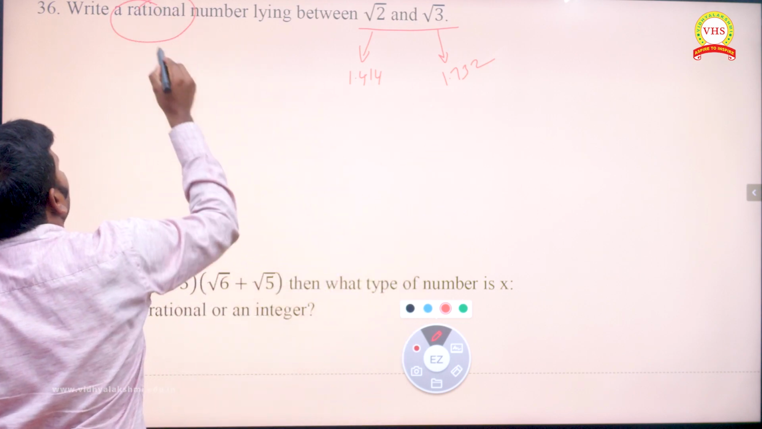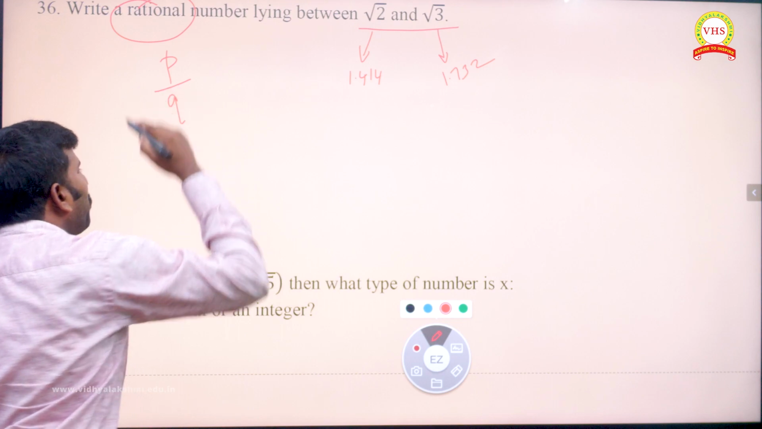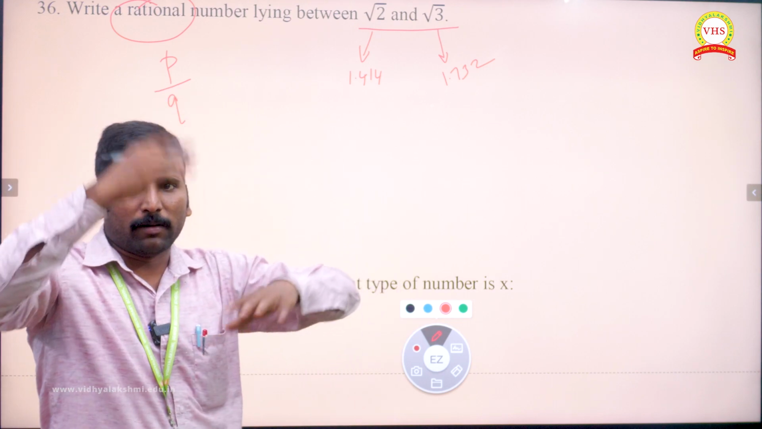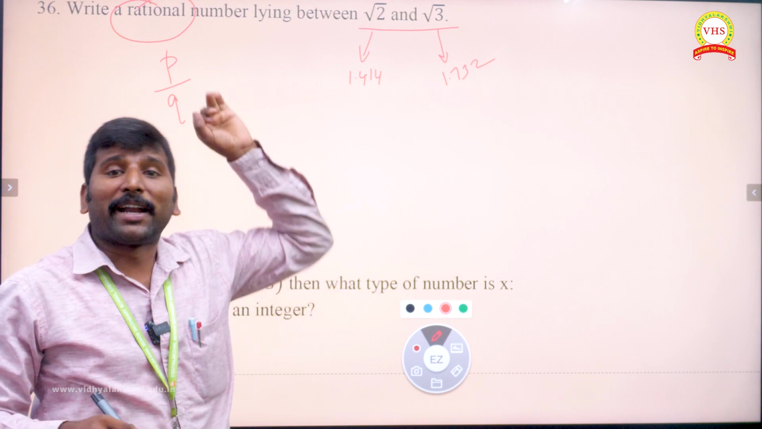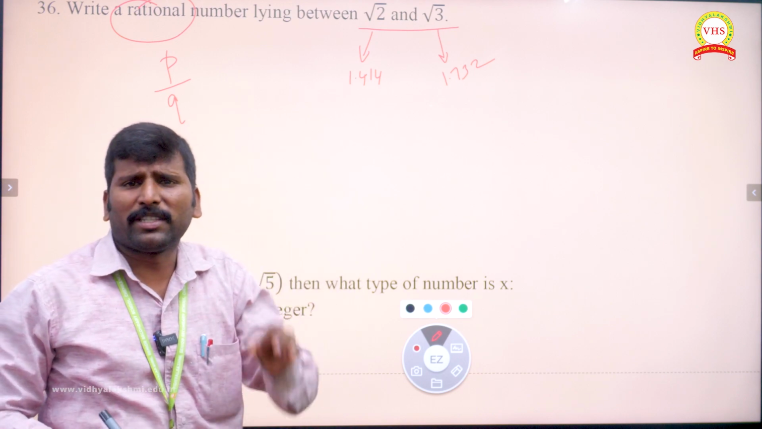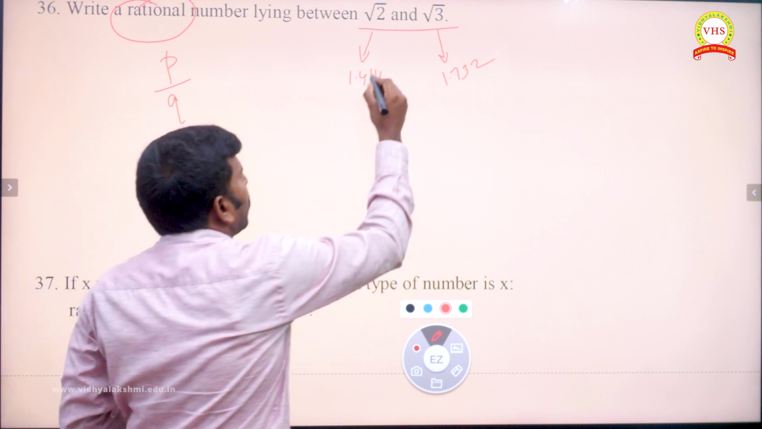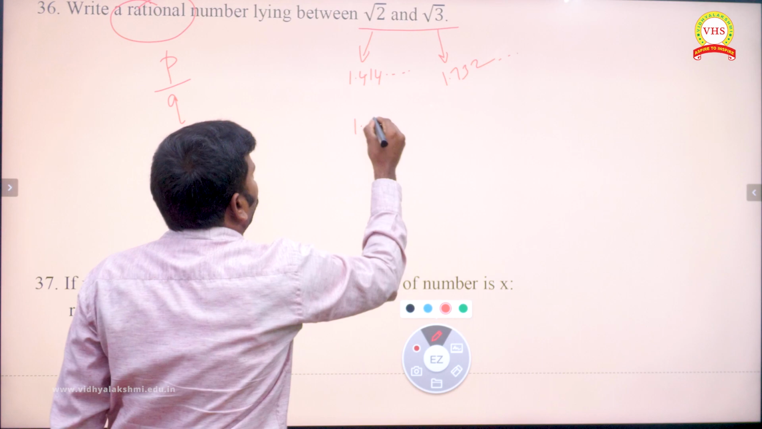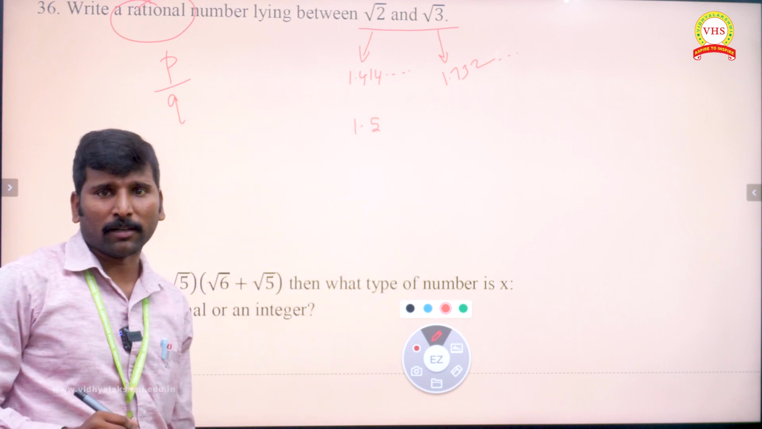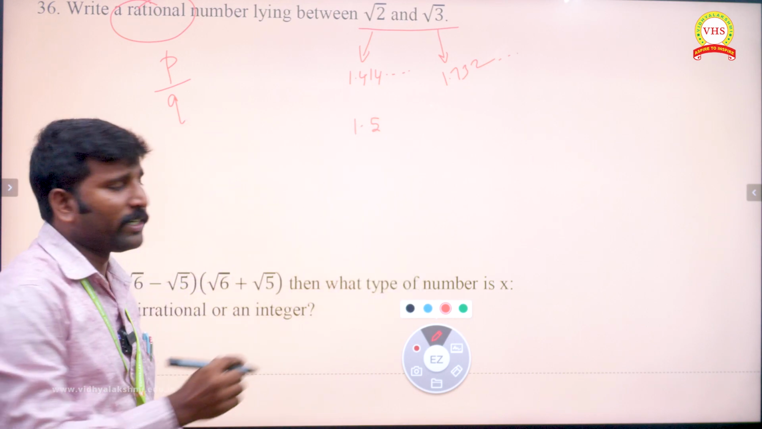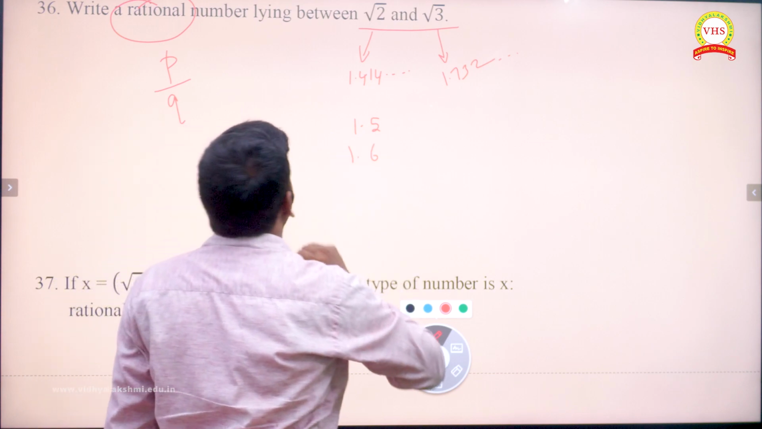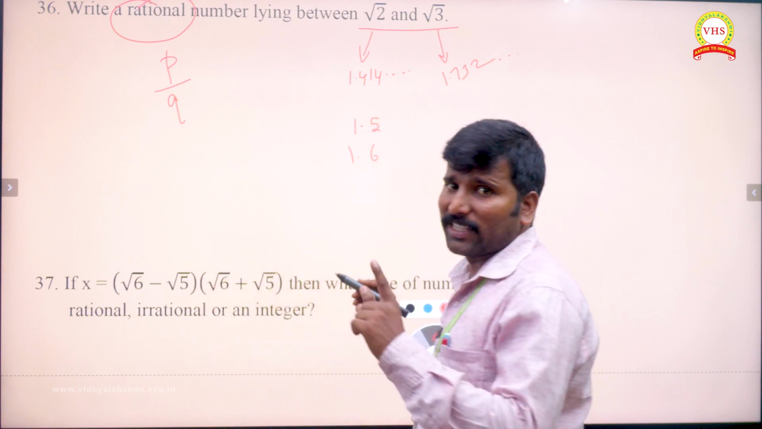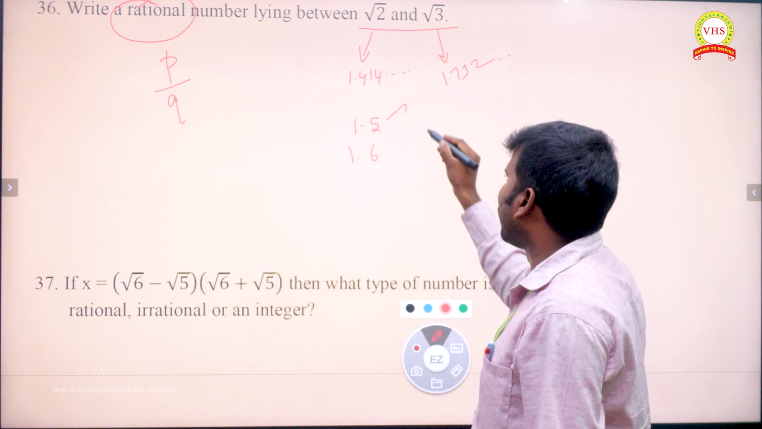Rational in the sense which is in the form of P by Q. P by Q means without a decimal. Or rational we can give in decimal also, which is a stopped decimal, a terminating one. The irrational will be continuing like this. So more than that, 1.5 is also one of the rationals. See, it is a stopped decimal. Then 1.6 is also one of the rationals. They asked to write a rational, only one. So I can give 1.5.